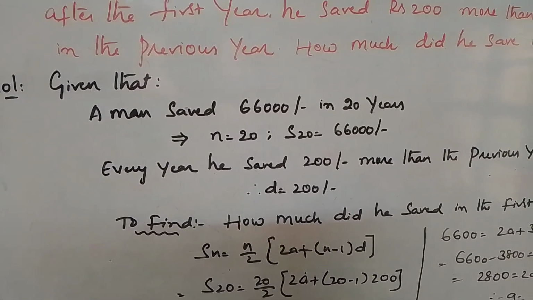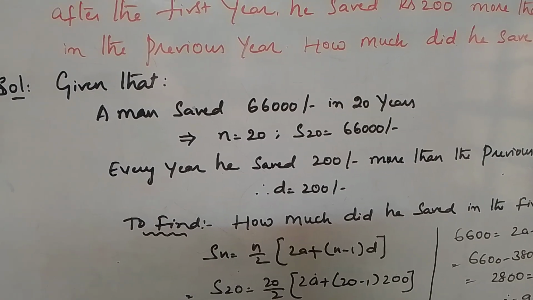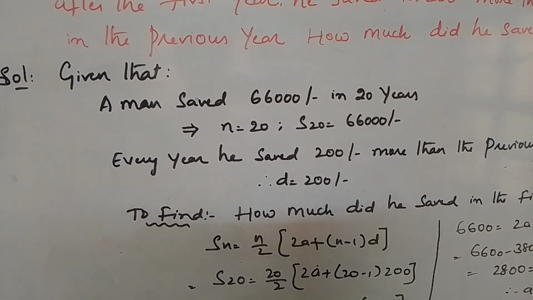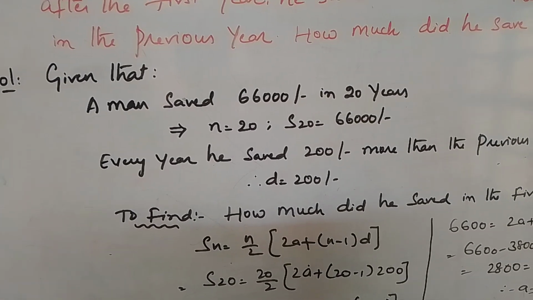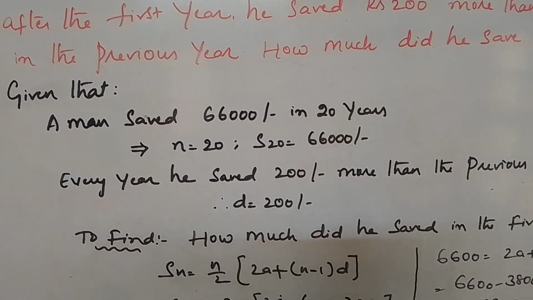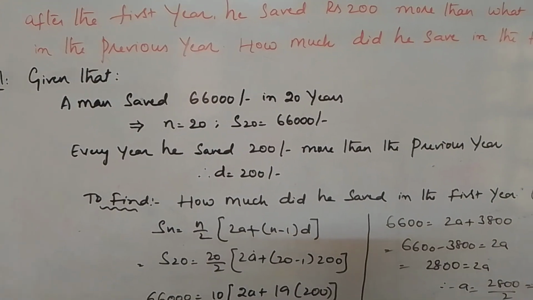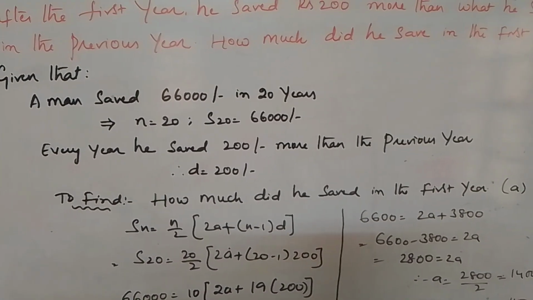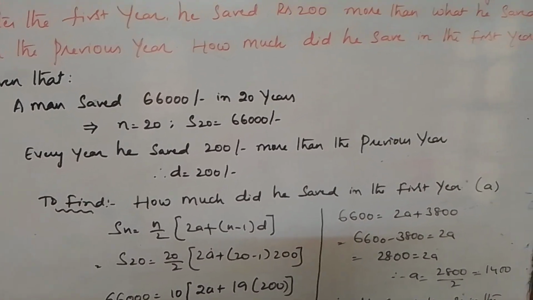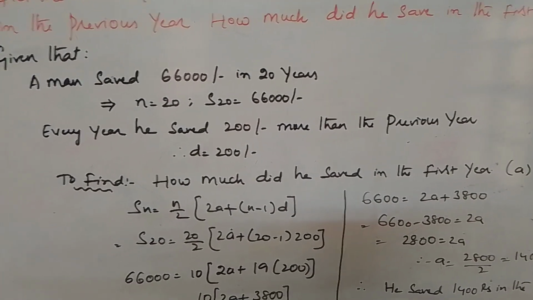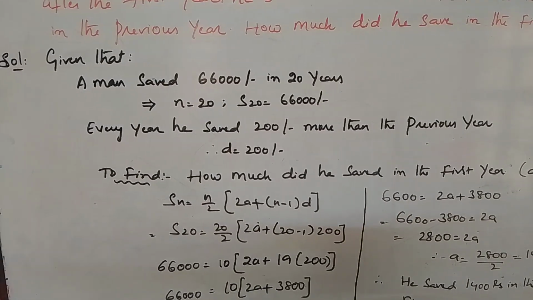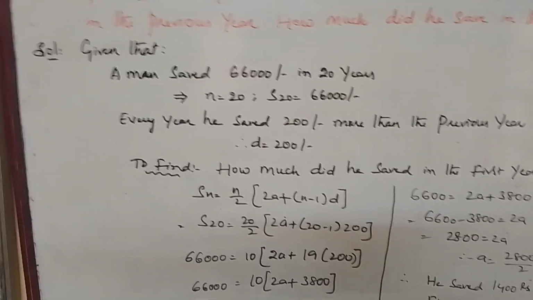So that is n equal to 20 and S20 is equal to 66,000. Okay, and every year he saved 200 rupees more than the previous year. Therefore d equal to 200, guys. How much did he save in the first year? That is the value we need to find. So based on the Sn formula, we can find the sum.